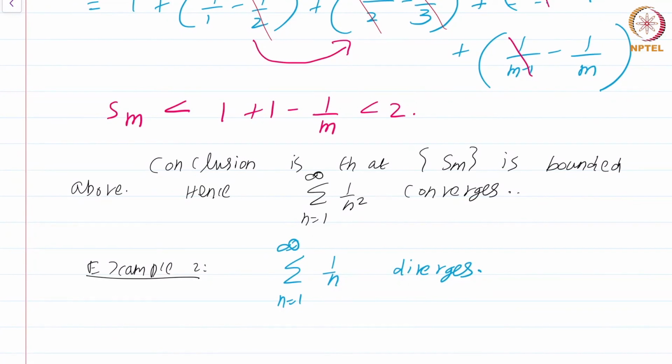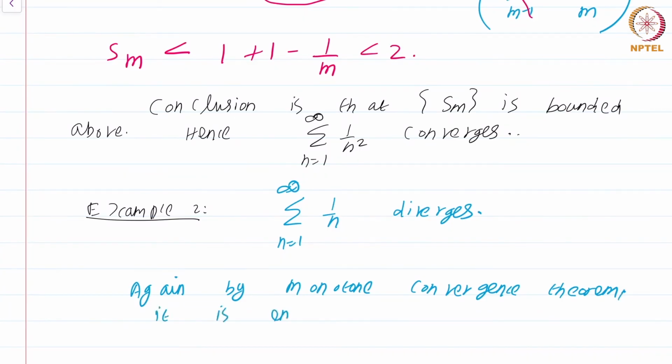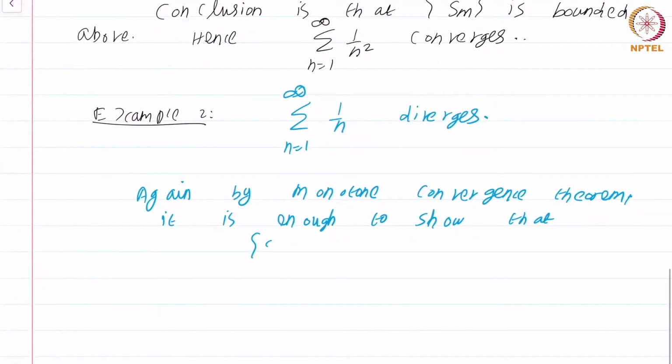So again by monotone convergence theorem, by the way, this should be implicit in the way I'm talking: if a series does not converge, we say it diverges. Let me just make that clear, because I don't think I wrote it down explicitly in the definition. Again, by monotone convergence theorem, it is enough to show that S_m is not bounded above.